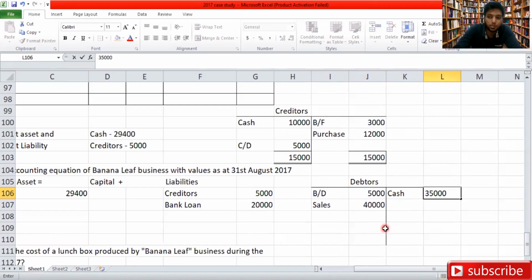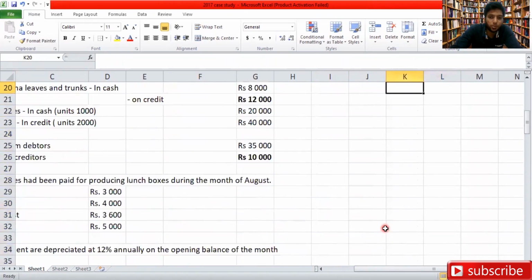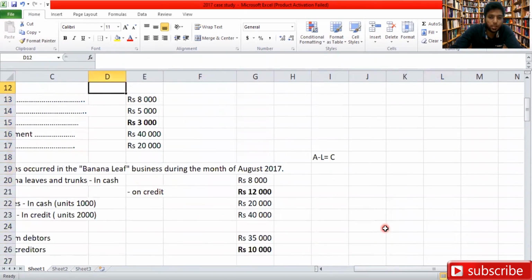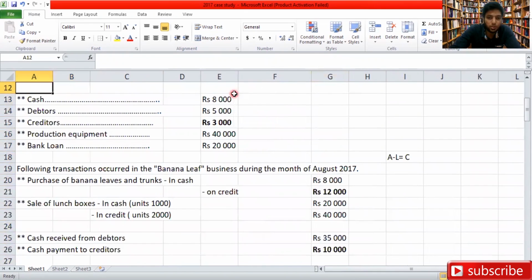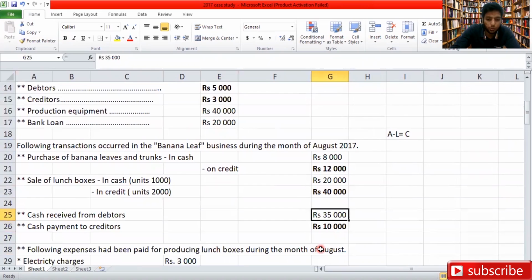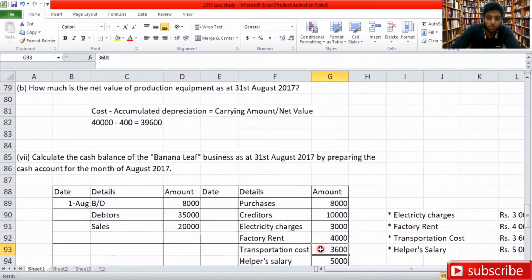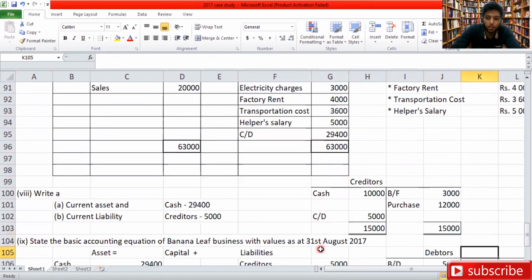So this balances, I'll show you again. It's 5,000 and 40,000 and 35,000. Where did I get this? This 5,000 is the brought down balance of debtors here because it's 1st of August. You can see here. And 40,000 is the amount which we have sold here. And 35,000 is the amount they paid. So the debtors account is an asset account. When they pay, it goes down. That's the reason I took it on the credit side.